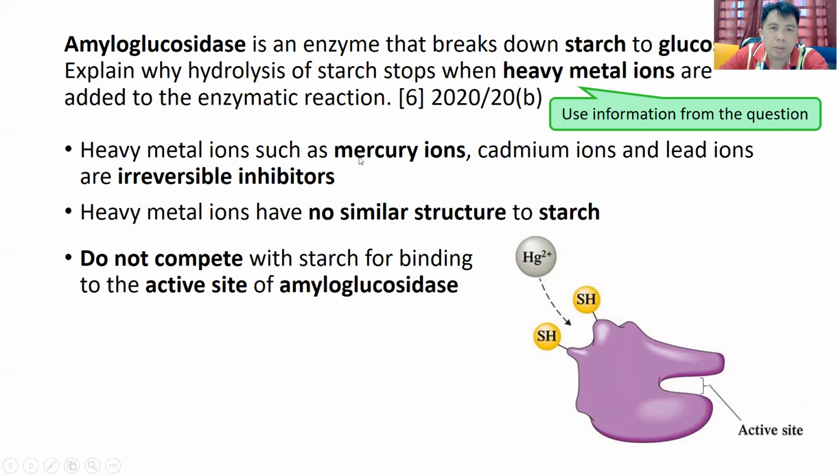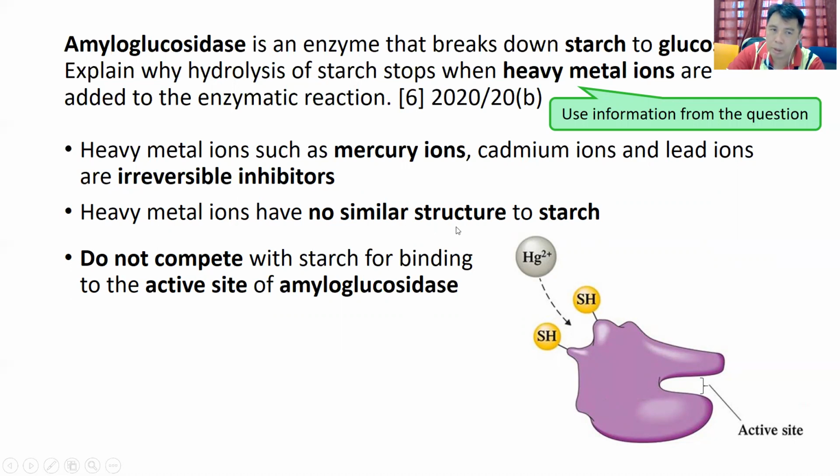Heavy metals, but anyway, we can answer it. Heavy metal ions such as mercury ions, cadmium ions and lead ions, they still got many, are irreversible inhibitors. Actually, these heavy metal ions have no similar structure to starch, the substrate. So here you must write heavy metal ions have no similar structure to starch because the question is given here. Then the heavy metal ions do not compete.